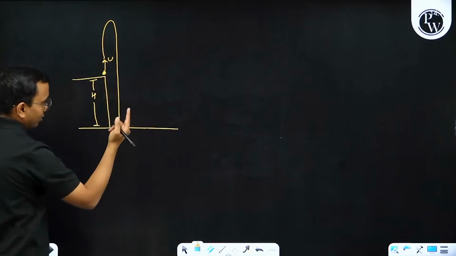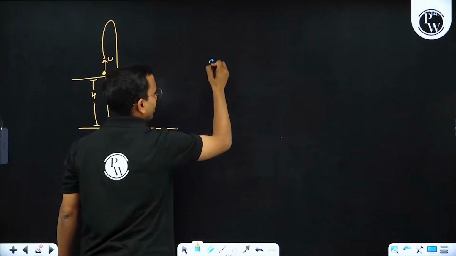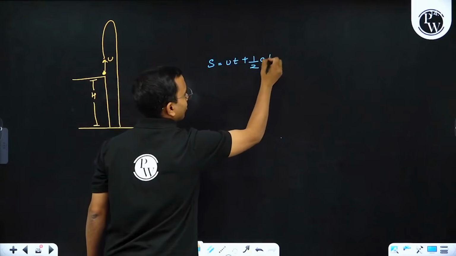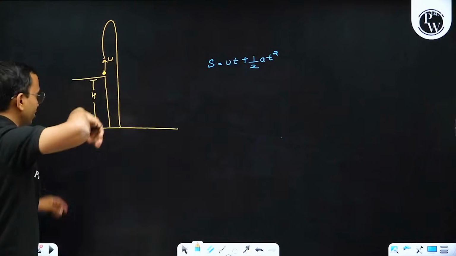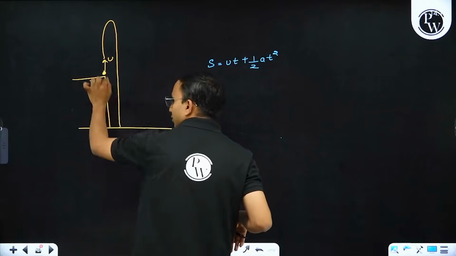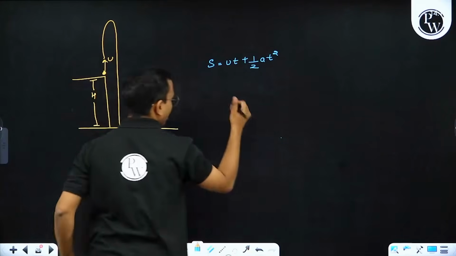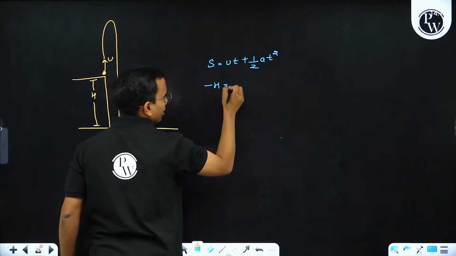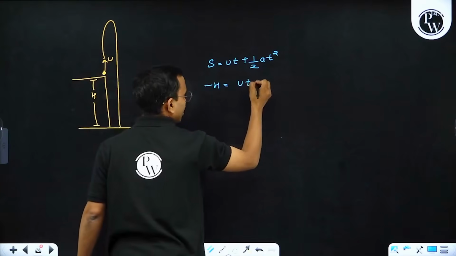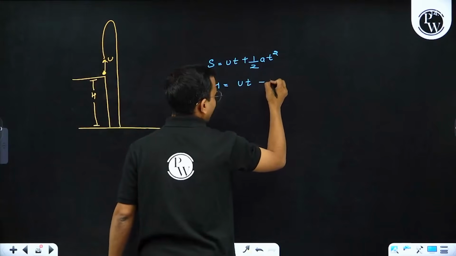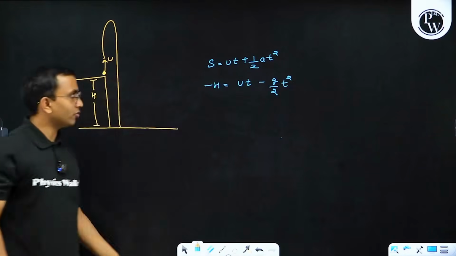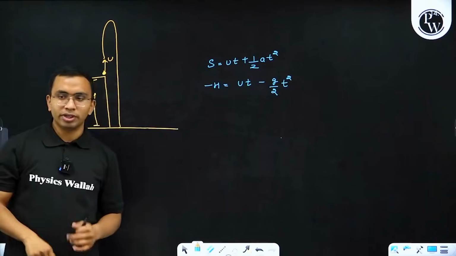Now here I need time, so I'm using this equation s equals ut plus half at square. I'm considering upward as positive, taking this as 0. So when it finally reaches down, what is the displacement? Minus h, because that is in the downward direction. So minus h equals, what is the initial velocity in the upward direction? So plus u. So ut, acceleration is minus g in the downward, so minus g by 2 t square. Now this is a quadratic equation in t, you can solve for t.